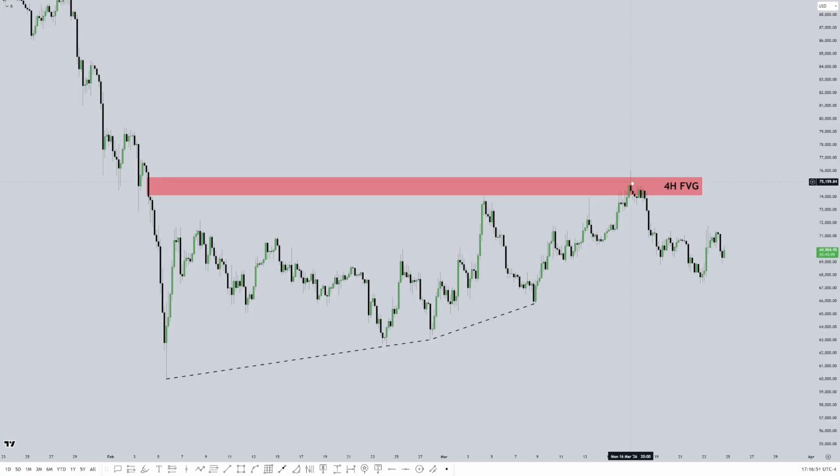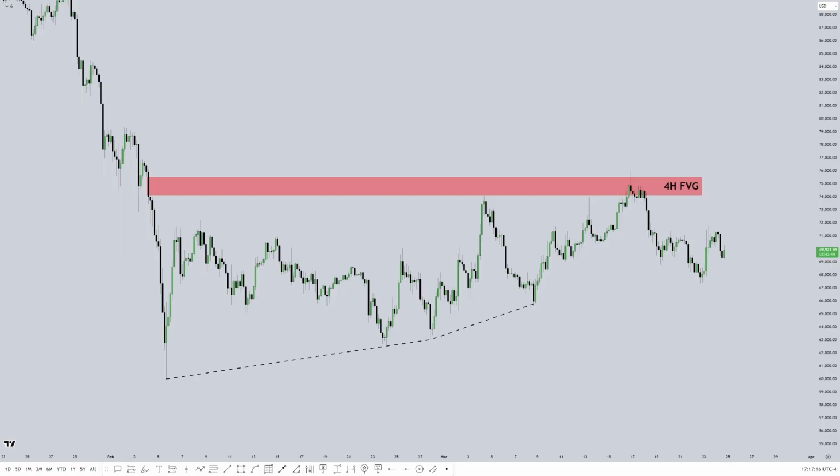As you can see, we only have a wick that prints through the fair value gap, but all the bodies start to close below it, and eventually we expand lower. The key here is not just that price reaches the fair value gap, but that it fails to sustain above it. Instead of breaking higher, the market shows rejection, which suggests that this area is being used for a distribution lower, rather than a complete reversal. The key takeaway: the higher time frame fair value gap acts as a form of resistance.